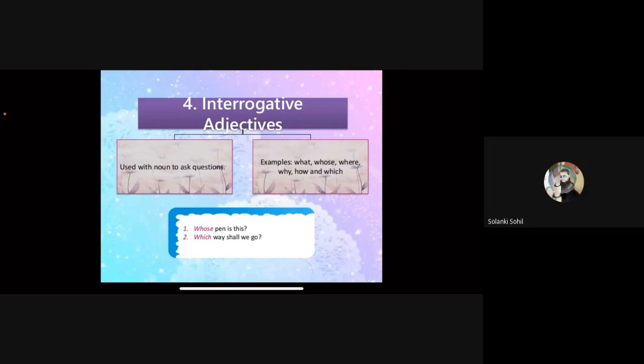Interrogative adjectives are used with a noun to ask questions. Examples: what, whose, where, why, how, and which. Whose pen is this? Which way shall we go? Interrogatives are very easy. WH words are there for asking questions, right? This I don't have to explain. But yes, it will come in the beginning of the sentence. That will be easy for you to identify. Whatever question you ask with WH words are interrogative adjectives. I don't think here you need much explanation.